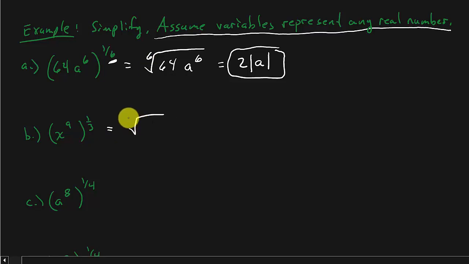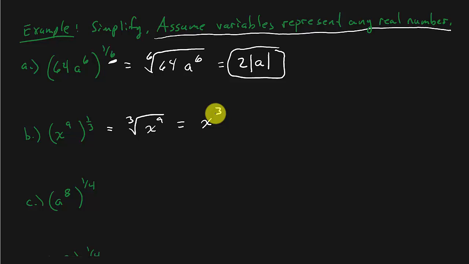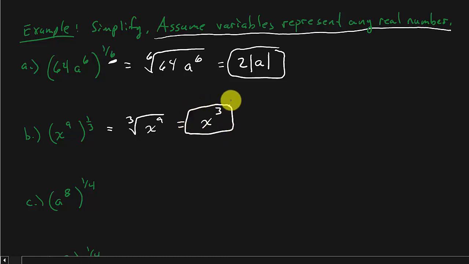So this is what? The cube root of x to the 9th. All right, so here 3 goes into 9, what, 3 times? So that's x cubed. So is that our answer? Is our answer x cubed, or should it be absolute value of x cubed? Well, this is our answer.